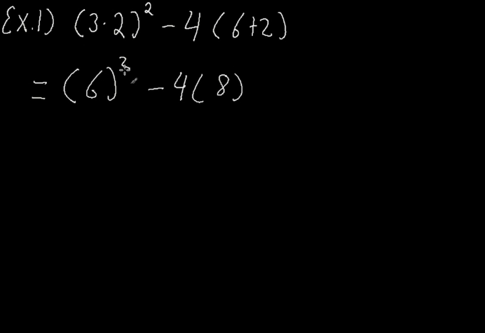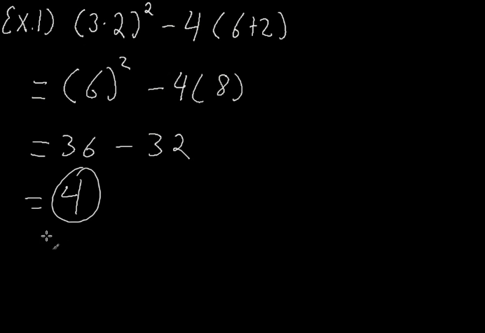Okay, so 6 squared is really 6 times 6. That's 36. Minus, and then 4 times 8 is 32. 36 minus 32, well, that's a difference of 4. So I believe the final answer here is 4. Okay, not too bad. Let's keep going.